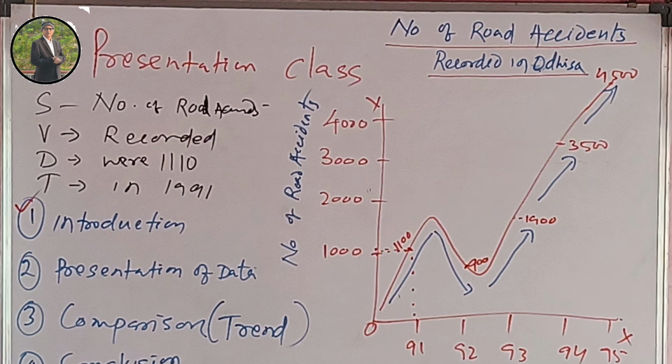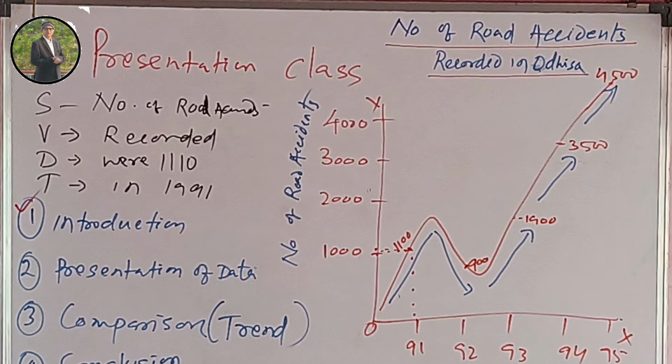Then you have to compare the data of one year with that of another year. This is what is called individual comparison. Then you will go for the group comparison where you will say the highest number of accidents and the lowest number of accidents, with a comparative analysis of the other years.